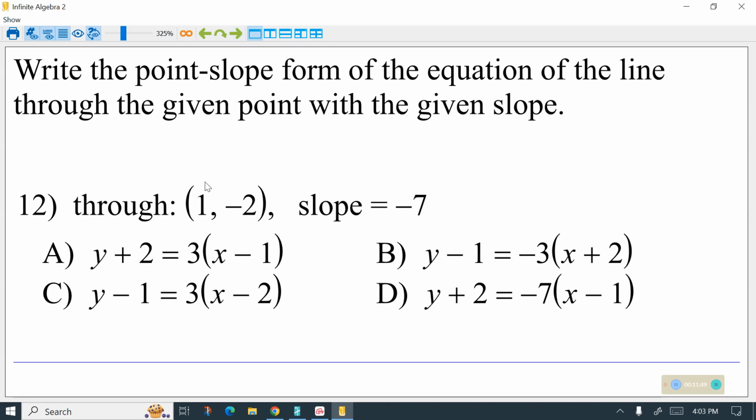All right, for number 12, what should we have? Right, again, notice I'm looking for one with a slope of negative 7, so look, the only one that even has a slope of negative 7 is D, okay? So this assignment wasn't really that bad.